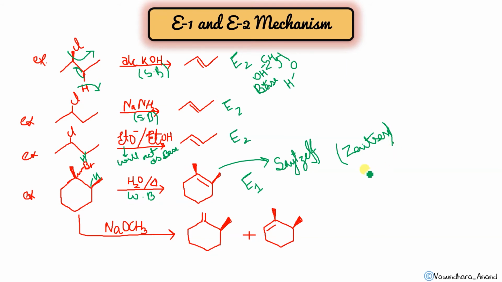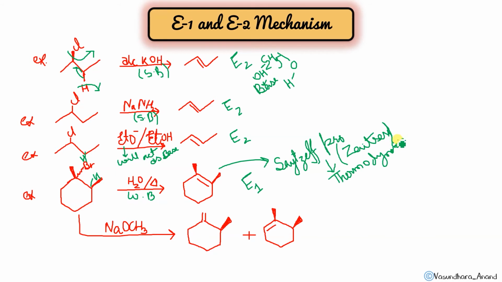Okay. And this is the Zaitsev product. Let me write over here. And Zaitsev products are thermodynamic products. So sometimes it is also asked which type of product, thermodynamic and kinetic product. So that is, it is thermodynamic. Now what is a kinetic product, that I will tell you later.